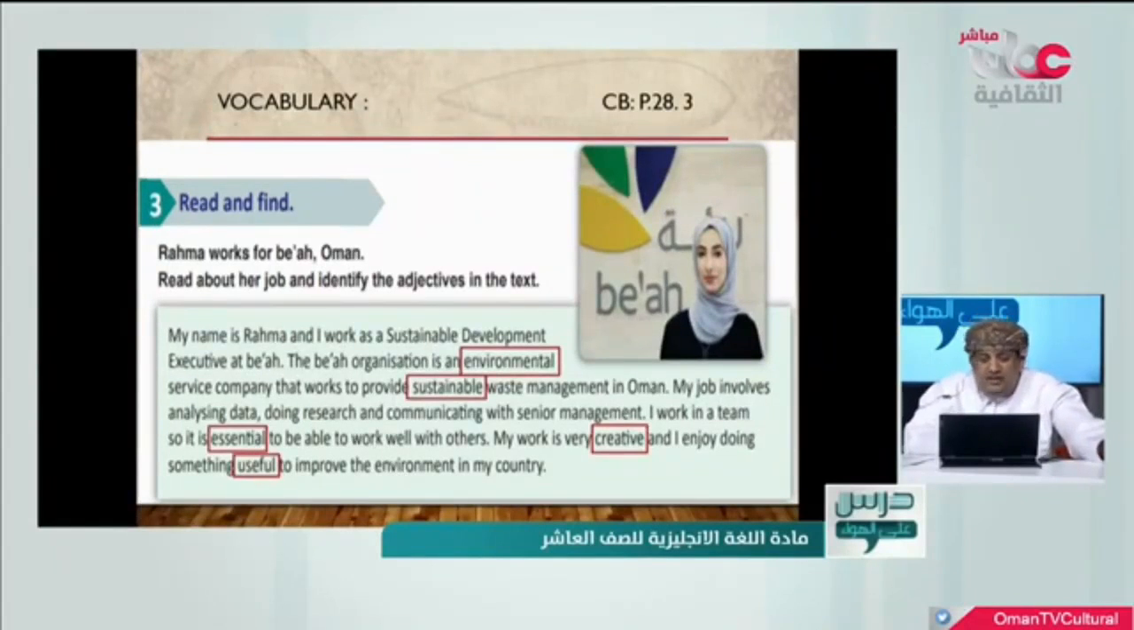Here we have 5 adjectives. For example, here, environmental, substantial, and essential, useful, and creative. As you notice here, we have the suffix at the end of each adjective. For example, environmental, we have al at the end. Also sustainable, we have able. Also essential, we have al. Also useful, ful, and creative, we have tive.